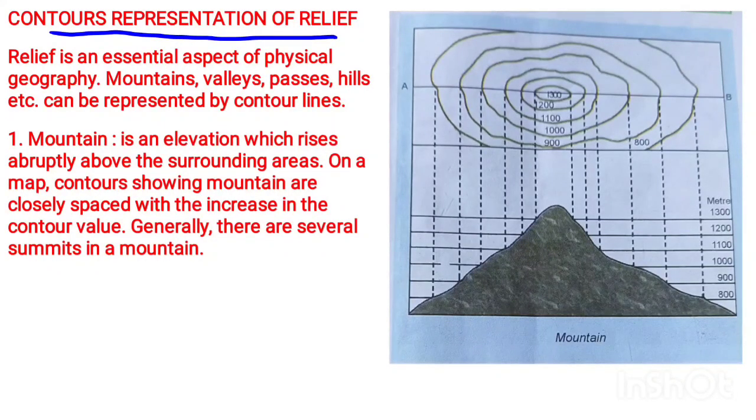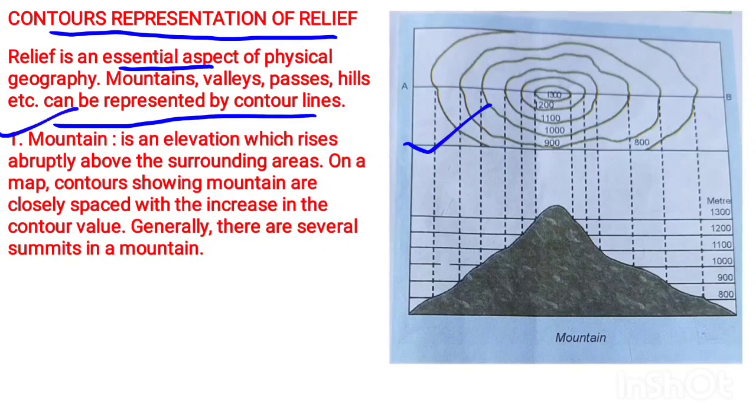It means how mountains, plateaus and plains are represented with the help of contour lines. Relief is an important, essential aspect of physical geography, and mountains, valleys, passes and hills can be represented by contour lines. I already explained what a contour line is.